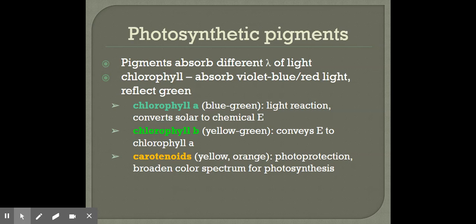Green, it does a really bad job at, unfortunately. In fact, it's going to reflect that color. Thus, we again perceive the color of a plant as green. So there are two different types of chlorophylls, chlorophyll A and chlorophyll B. They work very similarly. Again, they're pigment molecules, so they're going to reflect certain colors and absorb other colors.